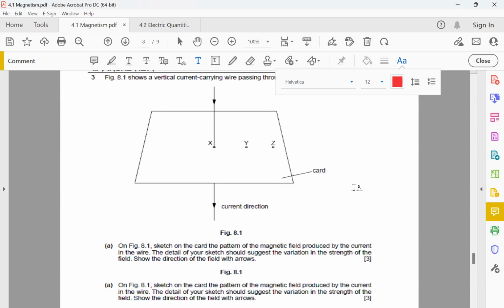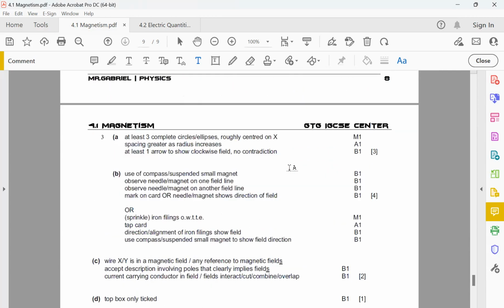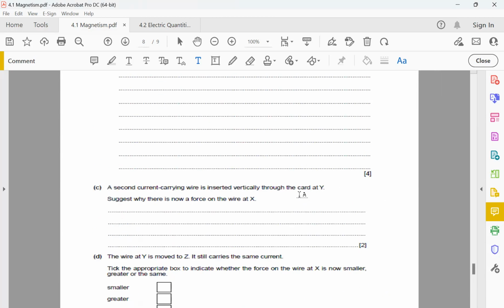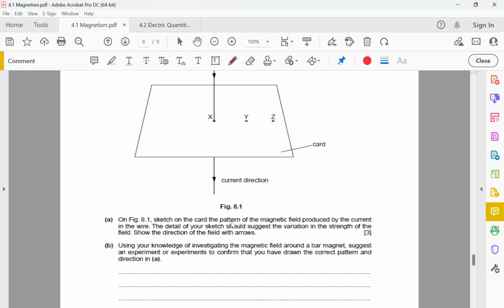Okay, anyways, moving on to this next part here. This next part is a bit of a theory concept kind of scenario, guys. If you look at this question here, what do they want from you? Figure 8.1 shows a vertical current carrying wire passing through a point at X here. On figure 8.1, sketch on the card the pattern of the magnetic field produced by the current in the wire, right? So they're asking you to draw the magnetic field from the current in the wire, right?